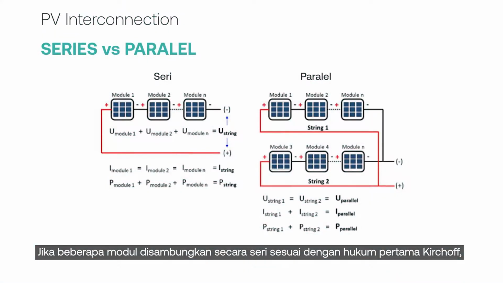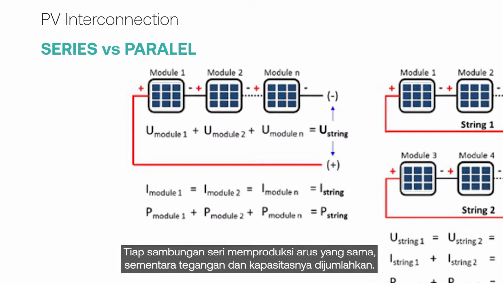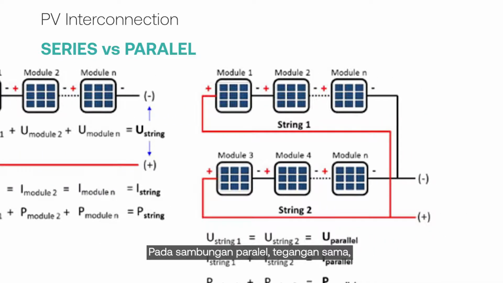When several modules are connected in series, according to Kirchhoff's first law, the current passing through the PV string is the same at each connection point. That is contrary to the voltage, whose value increases as the number of modules increases. The picture shows a simple illustration of identical modules connected, each in series and parallel. Each series connection produces the same current, while its voltage and capacity are totaled. For parallel connection, voltage is the same, while its current and capacity are totaled.